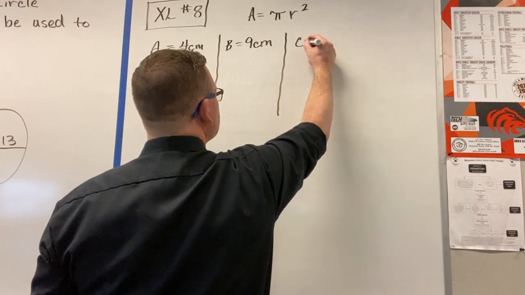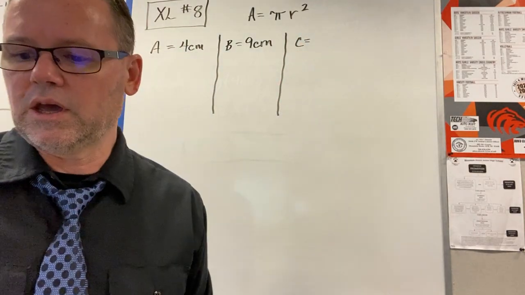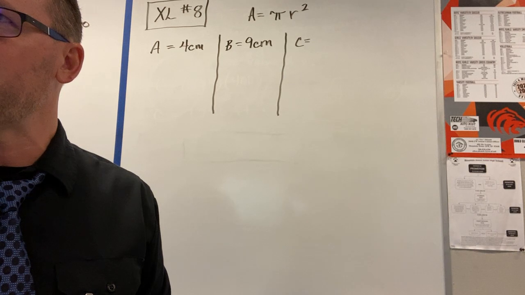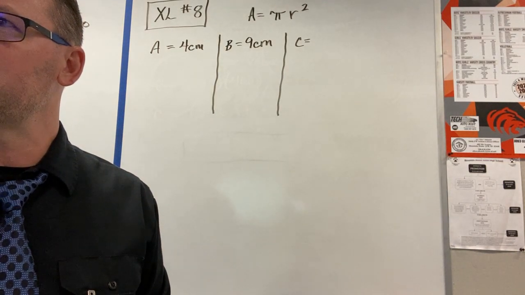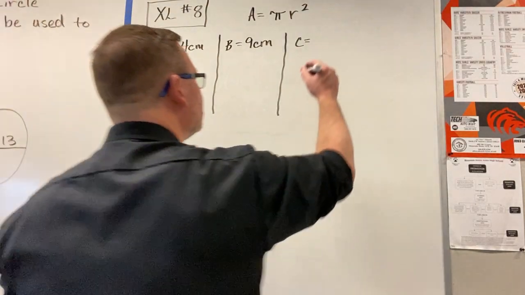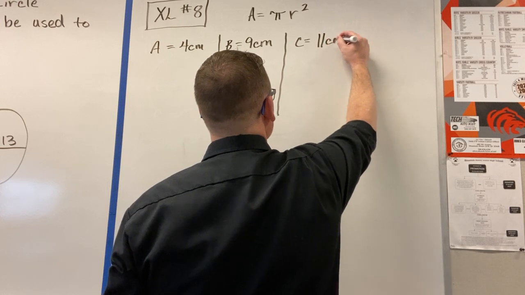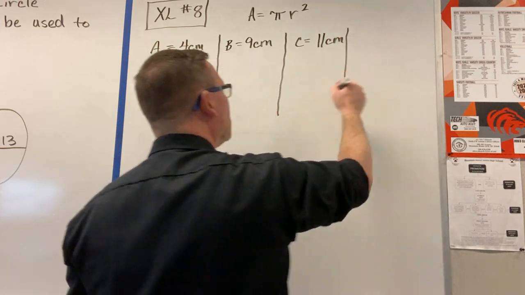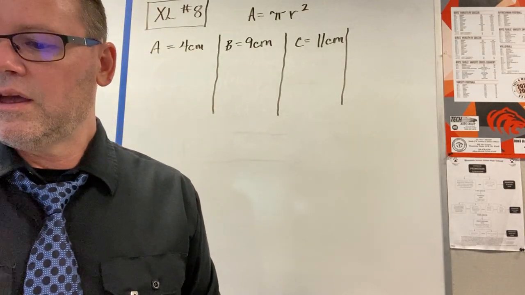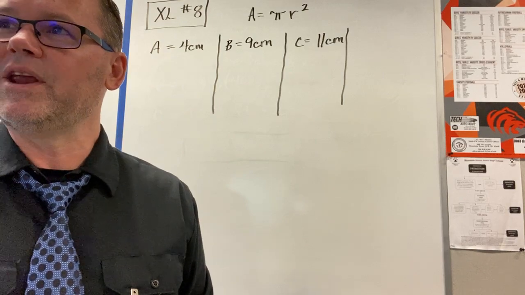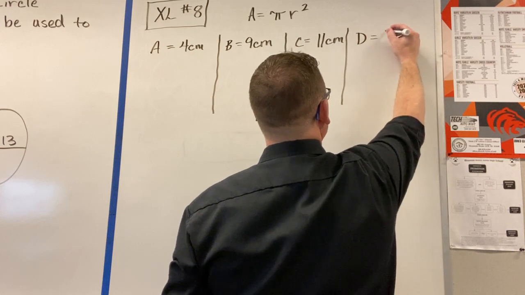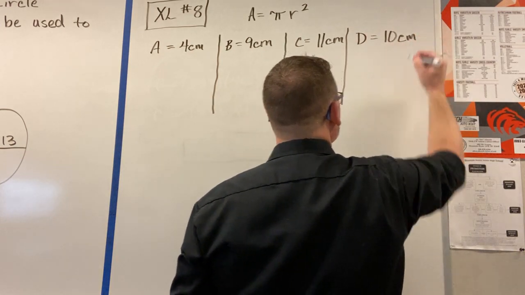Okay. C, let's see, the radius of circle C is 2 inches larger than B. So in other words, this one goes up to 11 centimeters. Okay, so each one I'm going through and calculating as I do it. It says the radius of circle D is 1 less than the radius of circle C. So 1 less than 11 would be 10 centimeters.